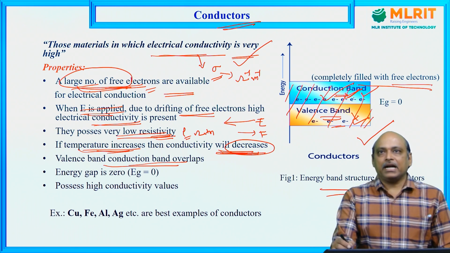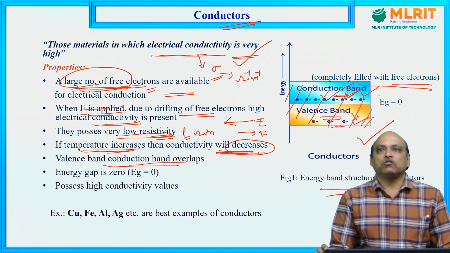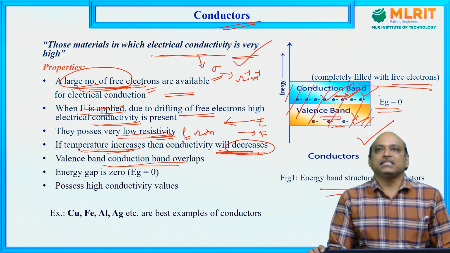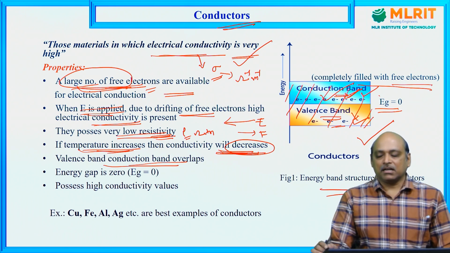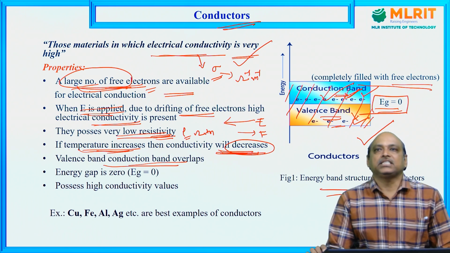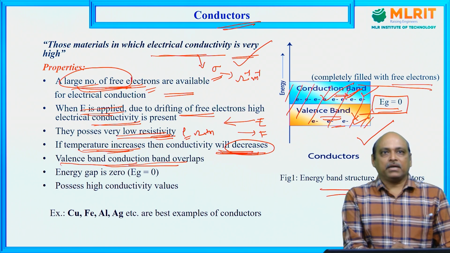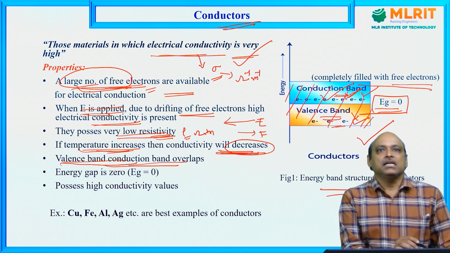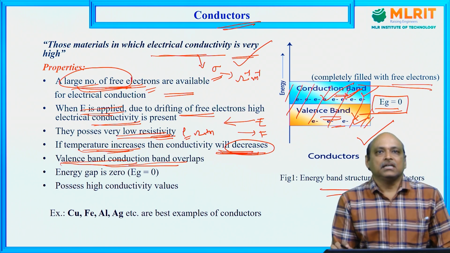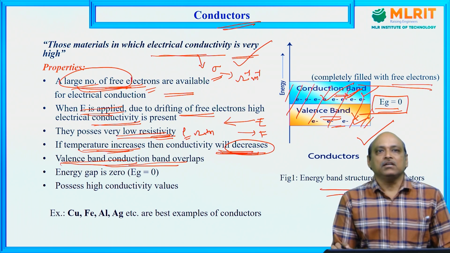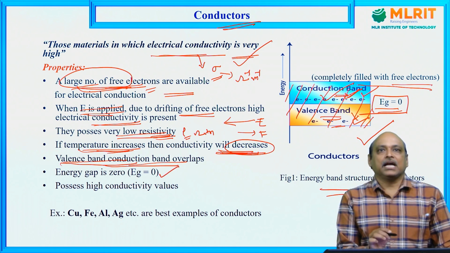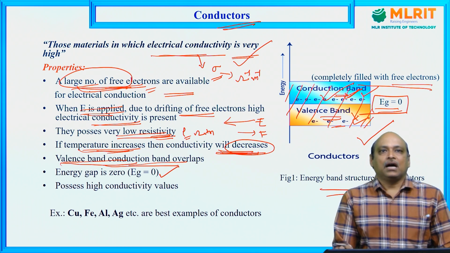If the upper band is overlapping on the valency band, then there won't be any gap. That's why we say the energy gap in these materials is 0. The gap is 0. It is nothing but the conduction band overlapped on the valency band. So this property is very, very important. Due to that, the energy gap becomes 0, and these materials have high electrical conductivity values.